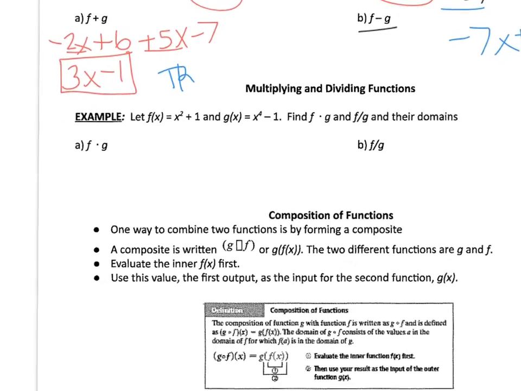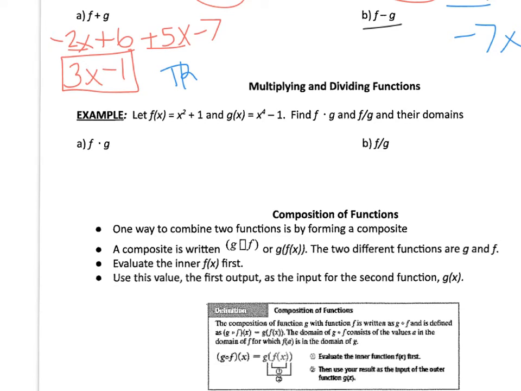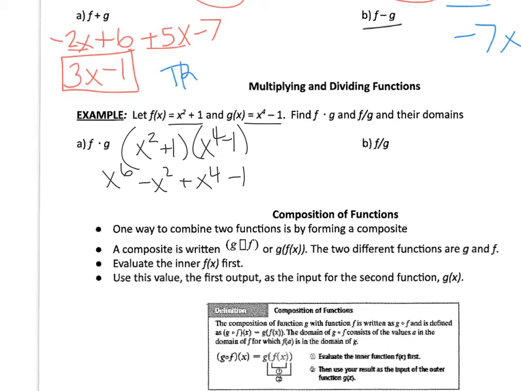You can also multiply. So I can multiply, so I can FOIL x squared plus 1 times x to the 4th minus 1. And then do the domain. So the domain for this one would be all real numbers again. You can put anything in for x, any real number.